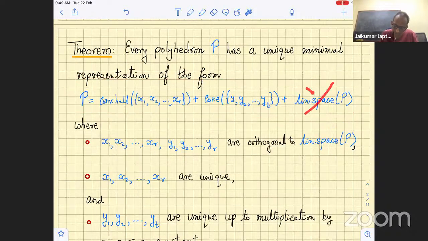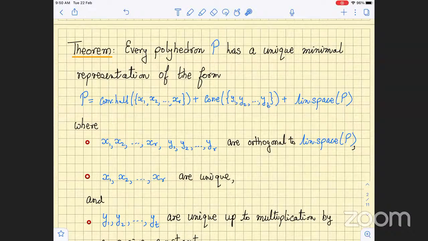So in particular, if this was not there, if the cone itself was pointed, then the cone and the convex hull will be completely determined. Now, this is a more sophisticated theorem. The amount of theory we have done, basically whatever we did so far, we did.